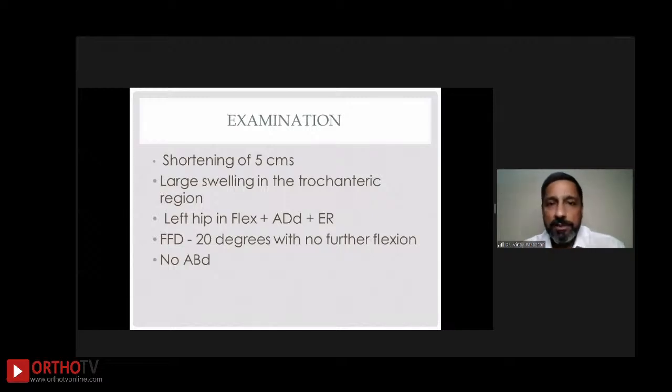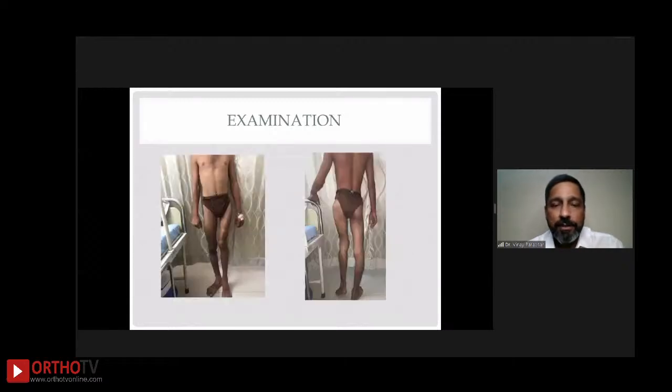When he came to us, on examination we found that he had a shortening of around 5 centimeters, a large swelling on the trochanteric region. Left hip was in flexion, adduction and external rotation kind of a deformity. Almost 20 degrees of FFD with no further flexion, no abduction possible. These are the clinical pictures.